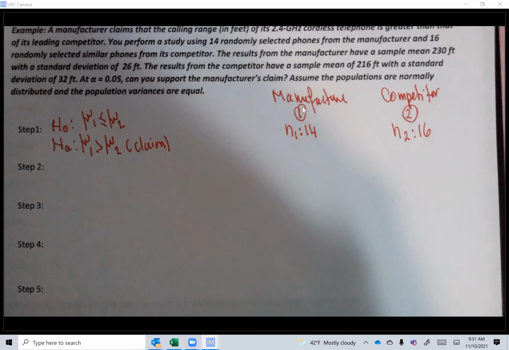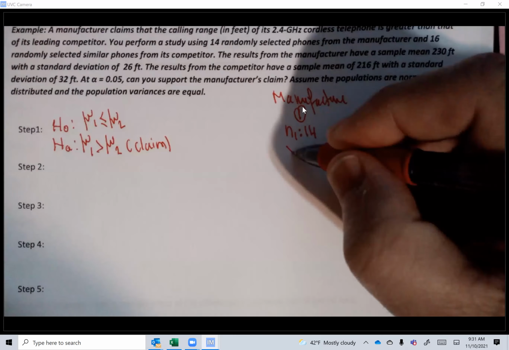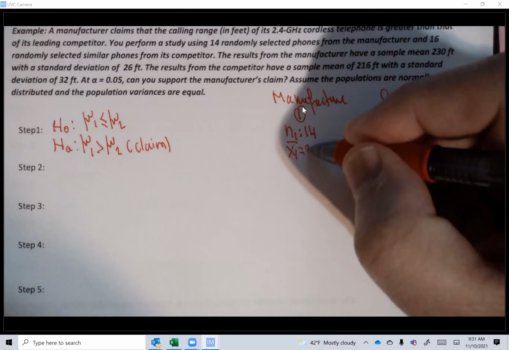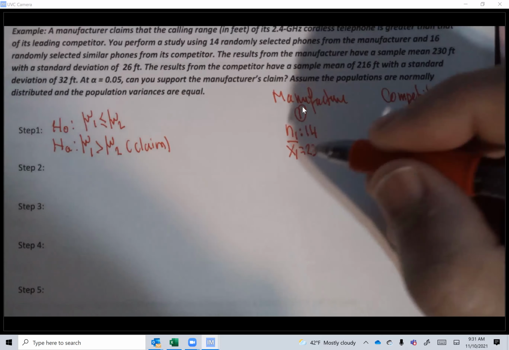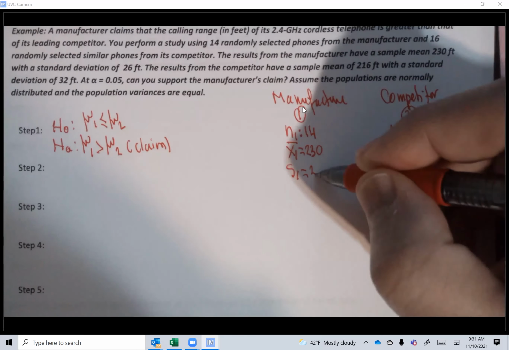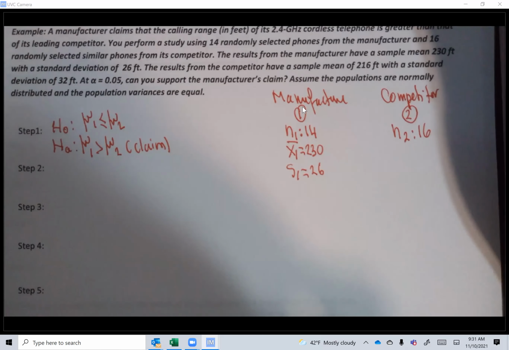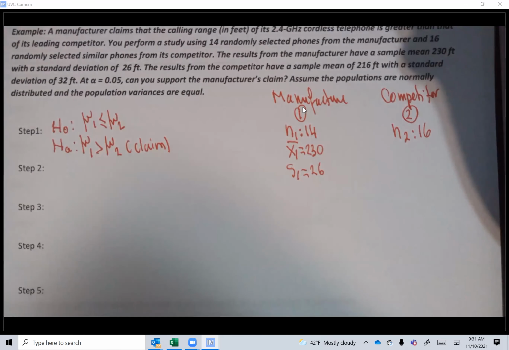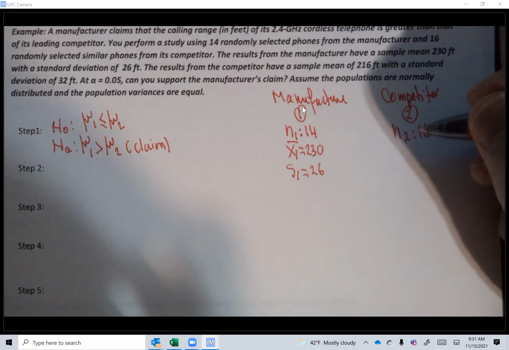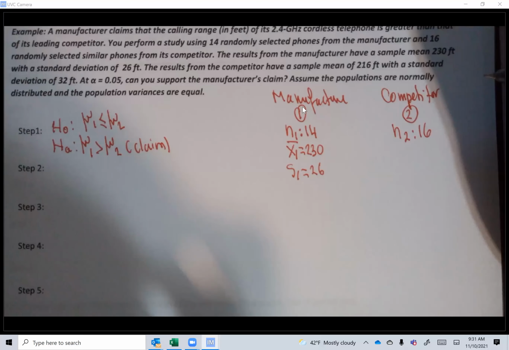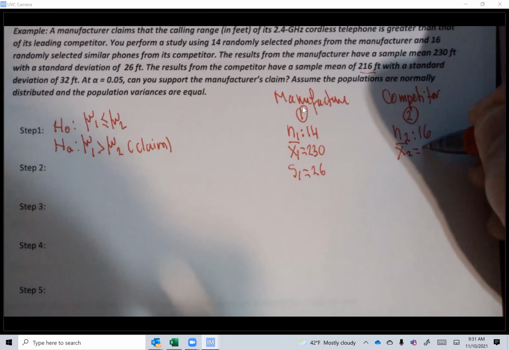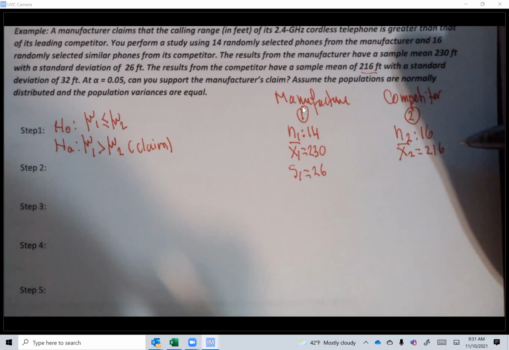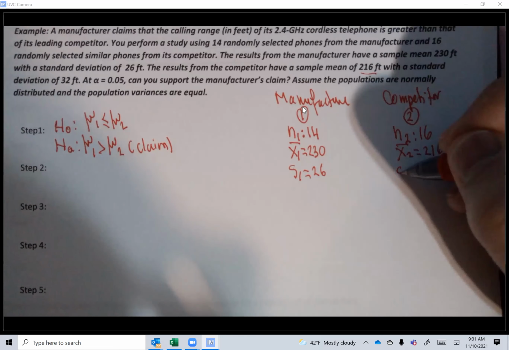The results from the manufacturer have a sample mean of 230, so X1 bar. And a standard deviation of 26, S1. You see, it doesn't say population standard deviation. That's why it's a t-test. And then he talks about the competitor, a sample mean of 216 with a standard deviation of 32 feet.